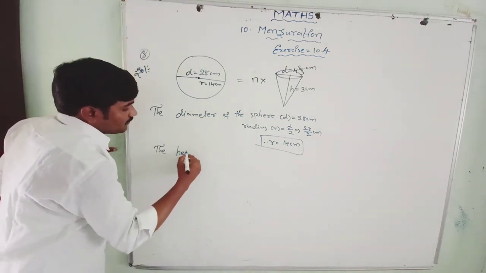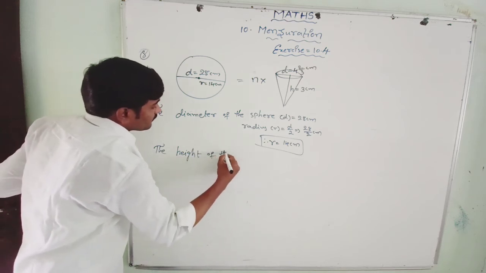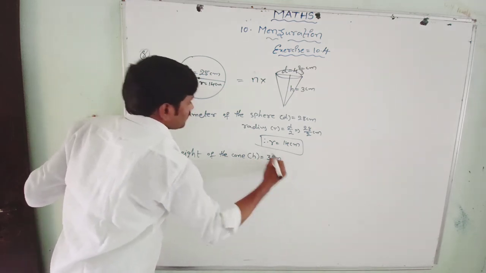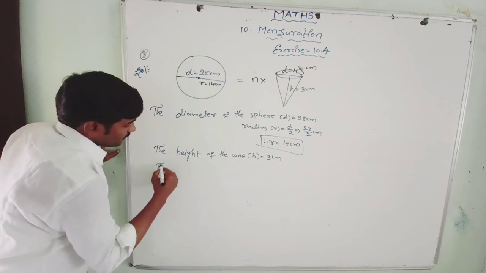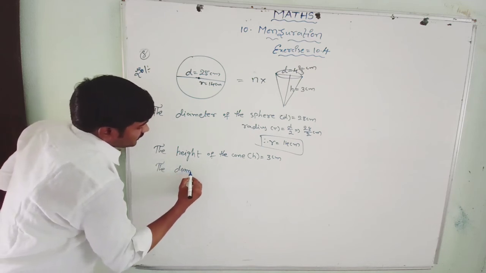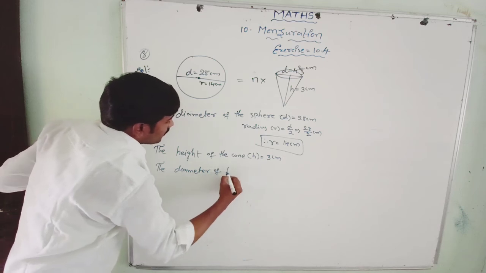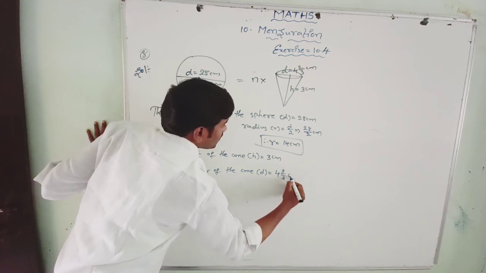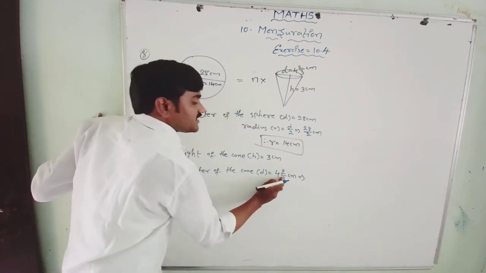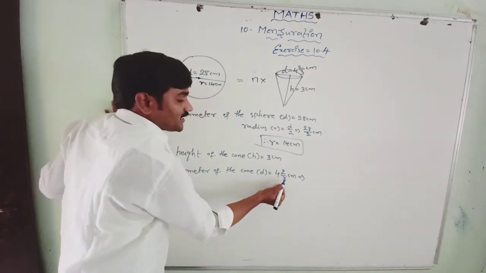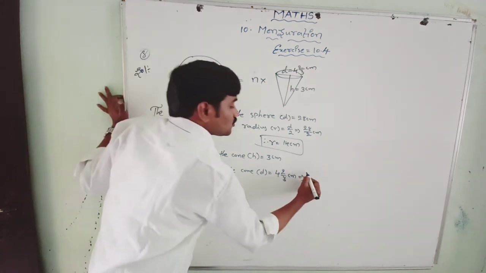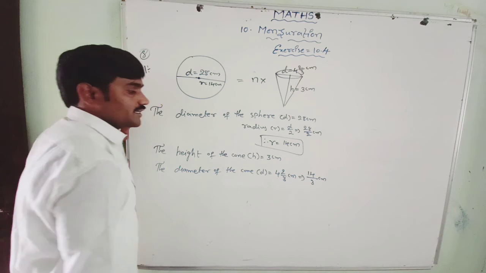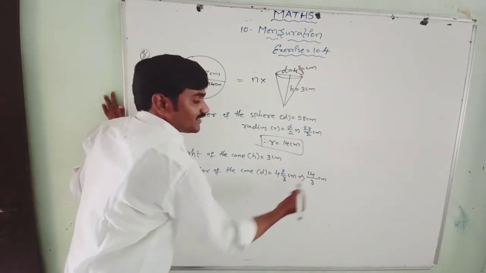The height of the cone, h equal to 3 centimeters. But the diameter of the cone, D equal to 4 whole 2/3 centimeters. That means here we change this mixed fraction into an improper fraction. 3 fours are 12, 12 plus 2, that is 14. So 14/3 centimeters. This is the D value, 14/3 centimeters.